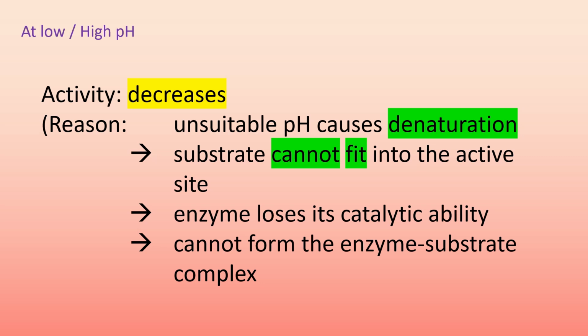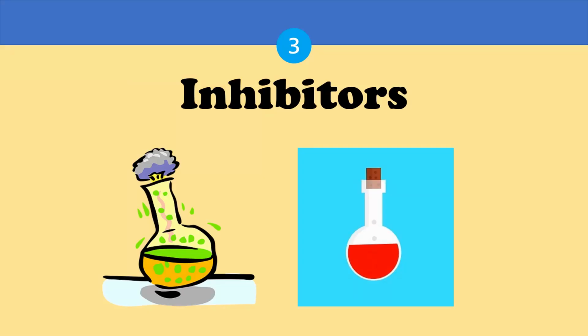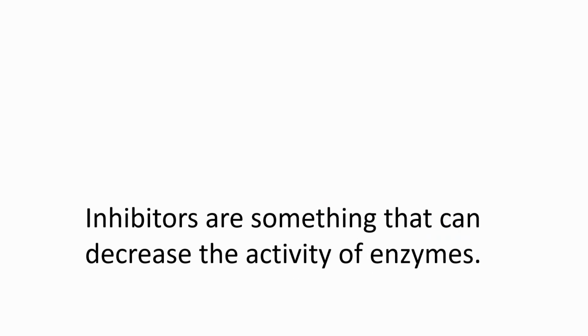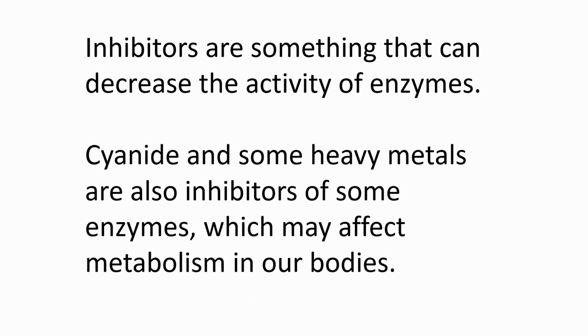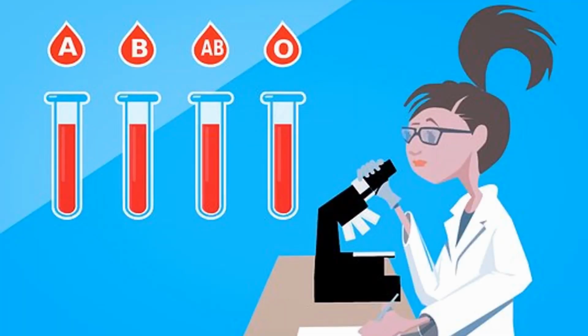The final factor affecting enzyme activity will be inhibitors. Inhibitors are something that might be a good thing or a bad thing. They are something that can decrease the activity of enzymes. For example, cyanide can prevent the enzyme that is involved in respiration from functioning properly. On the other hand, protease inhibitors may actually be a kind of antiviral medication that can help patients with hepatitis C or HIV.